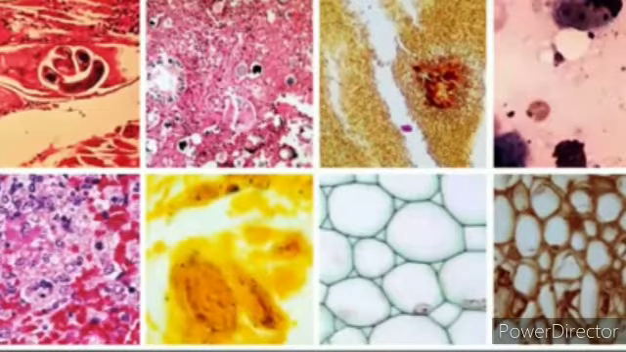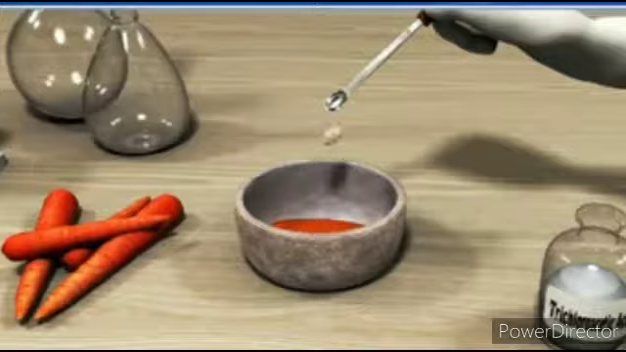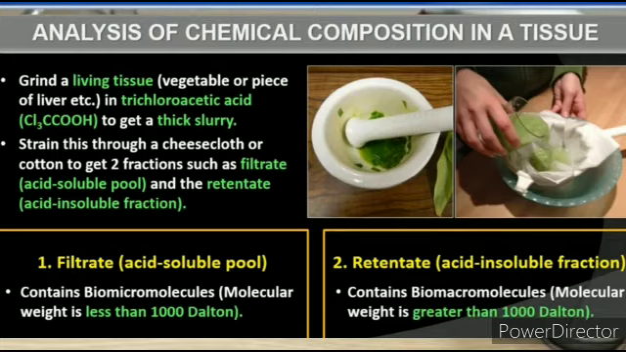To find out what types of organic compounds are found in living organisms, we have to perform a chemical analysis. We can take any living tissue, like a vegetable or a non-vegetarian part, and grind it in trichloroacetic acid using a mortar and a pestle. We obtain a thick slurry.